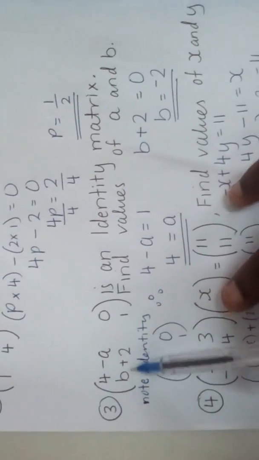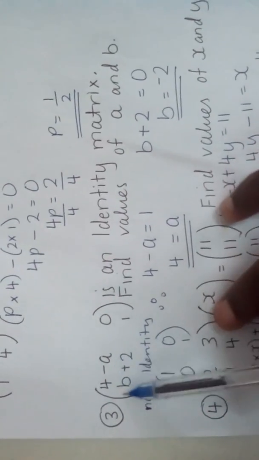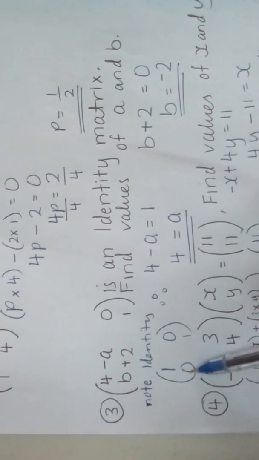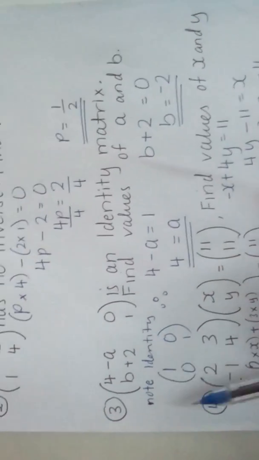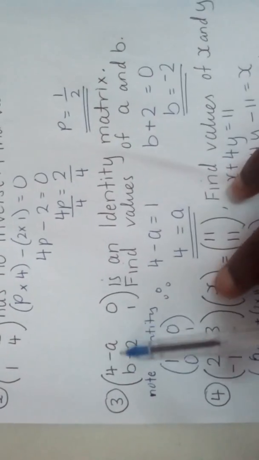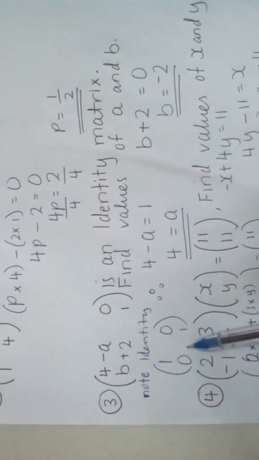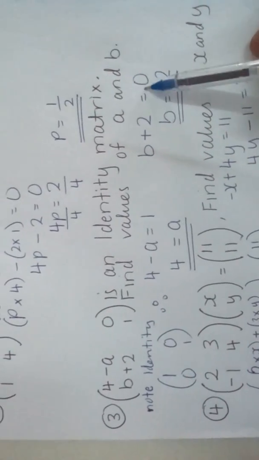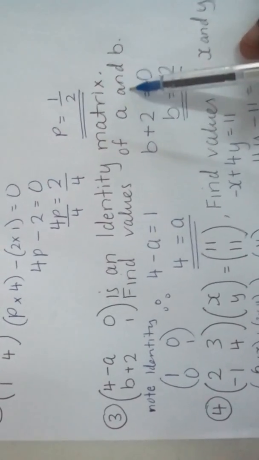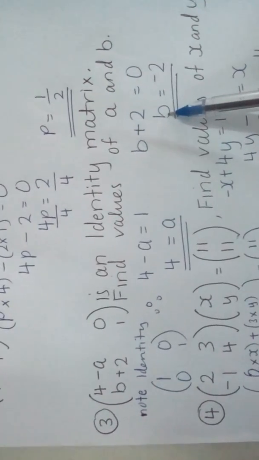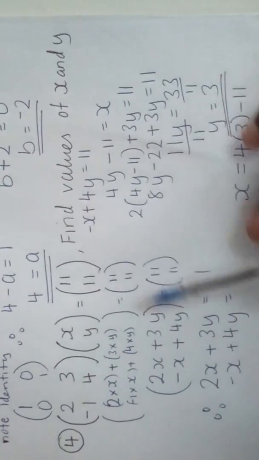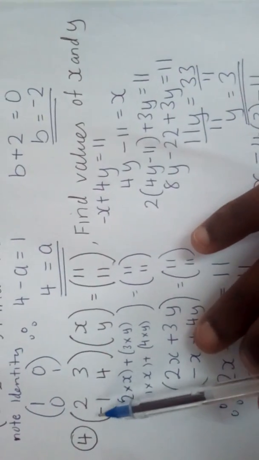Now, B plus 2. The position where B plus 2 is exactly where we have the position of 0 in the identity matrix. So this will tell us the solution for this should be exactly equal to 0. Hence, B plus 2 is equal to 0. We shall shift 2 to the other side, and our B will be equal to -2. Let's look at our last example.